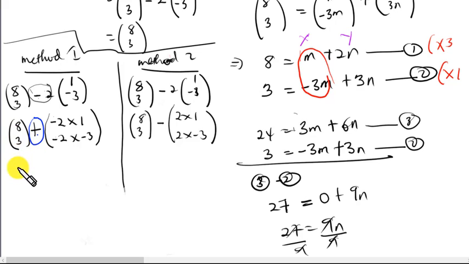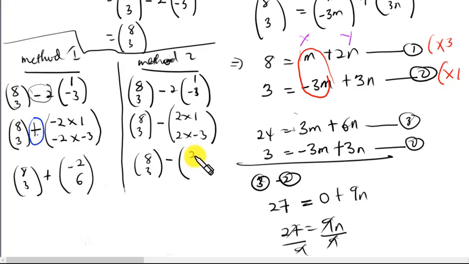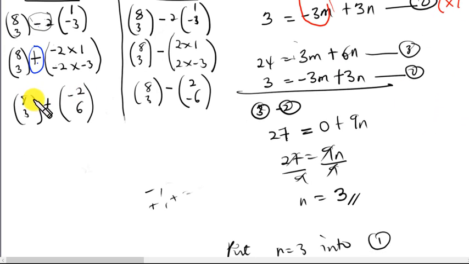Let's see. 8 on 3. Then we have plus negative 2 times 1, we have negative 2. Negative 2 times negative 3, we have positive 6. Let's look at this one too. 8 on 3 minus 2 times 1, 2. 2 times negative 3, negative 6. So subtract this. Let's see what we get in here. So we have 8 plus negative 2. That is the top one. Then we have 3 plus 6.